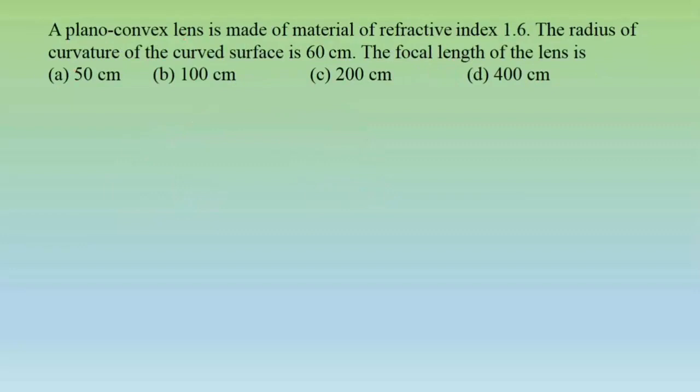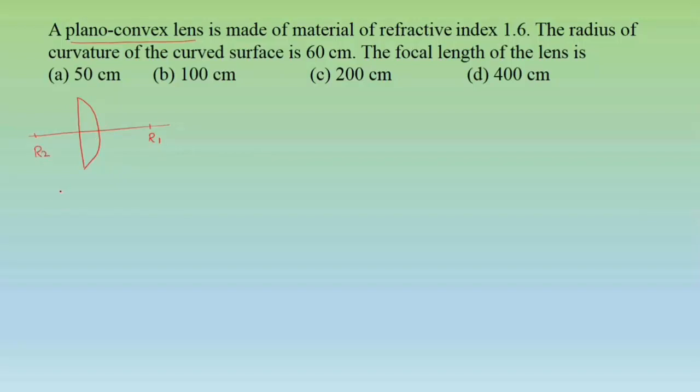A plano-convex lens is made of material of refractive index 1.6. The radius of curvature of the curved surface is 60 cm. Then the focal length of the lens is? This is a plano-convex lens, which means the lens is bounded by two surfaces. One surface is plane, another is curved. Let us draw the principal axis. The first surface has its radius of curvature on the right side, let us take it as R1. The second curved surface has its radius of curvature on the left side, let us take it as R2.